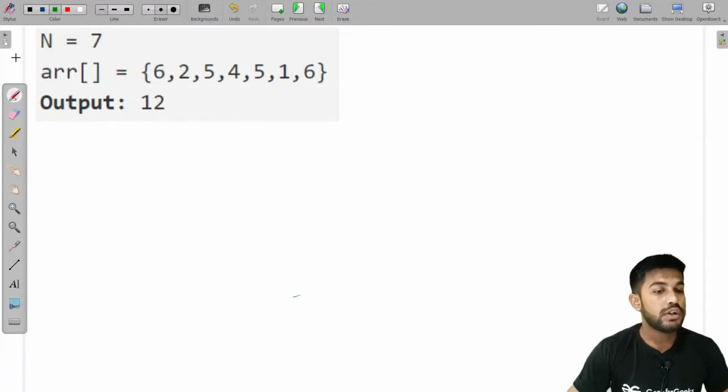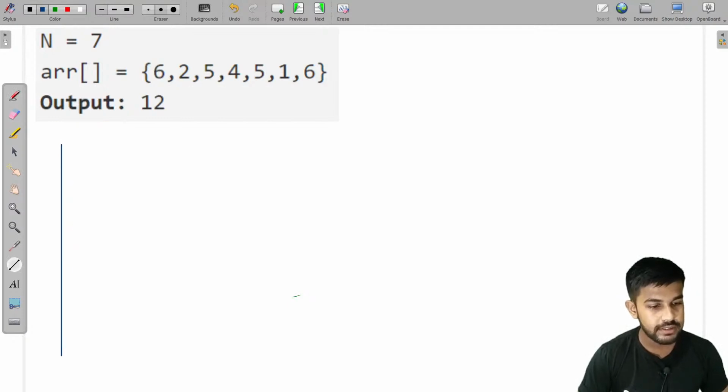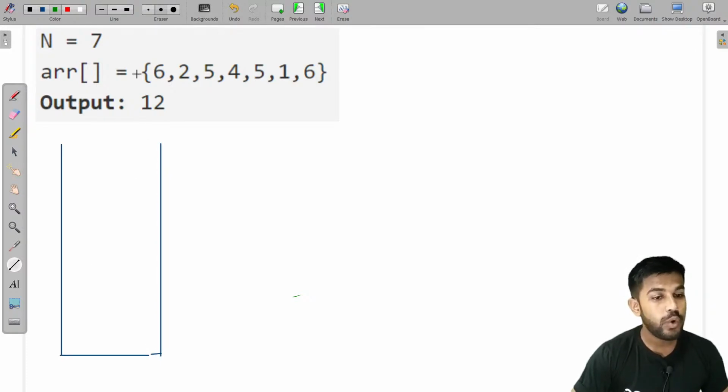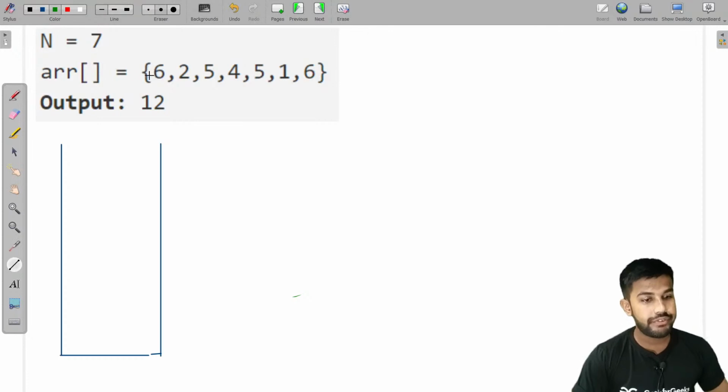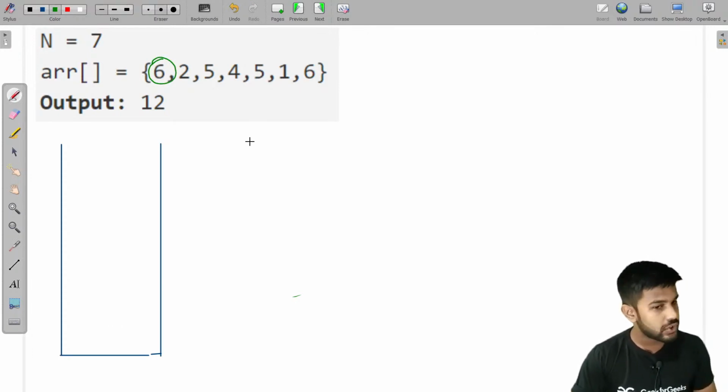Okay, so now we need to build up a stack itself. Let's build a stack here. Good enough. So now what we would do is first keep 6 here. There is no element in the stack, and if there is no element, we need to push the element. So we just push this element.